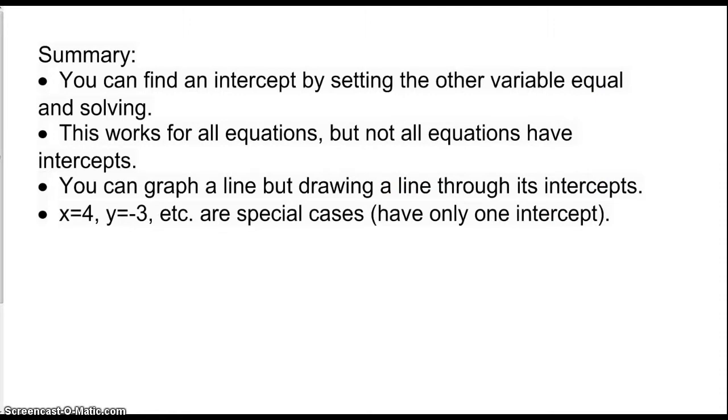Okay, so just to summarize all of this, you can find an intercept by setting the other variable equal to 0 and then solving. Okay, this works for all equations, but not all equations have intercepts, right? We had some straight lines that were horizontal or vertical, so they only had an x-intercept or a y-intercept, but not both. And you can graph a line by drawing a line through its intercepts, although for more complicated equations you might have to use other techniques. X equals 4, y equals negative 3, those are kind of special cases that only have the one intercept.